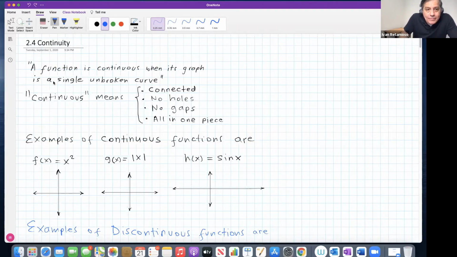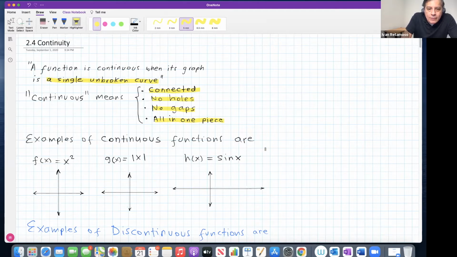when its graph is a single unbroken curve. Single unbroken curve, okay? This is important. If you graph your function and you see that it comes all in one piece, it is connected, no holes, no gaps, then you got yourself what mathematicians call a continuous function. All in one piece, okay? This is roughly what continuity means. All in one piece, connected, no holes, no gaps.